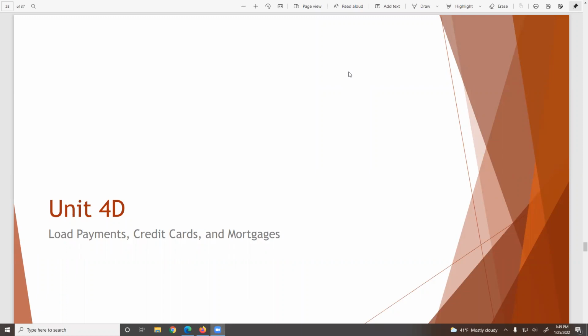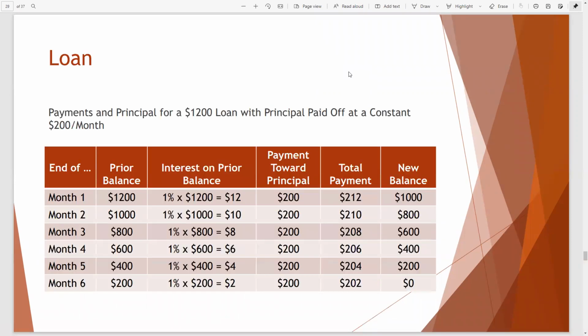So this session is Unit 4D about loan payments, credit cards, and mortgages. Let's see the first table: payments and principal for a $1,200 loan with principal paid off at a constant $200 per month. We just have 6 months to pay off the loan.